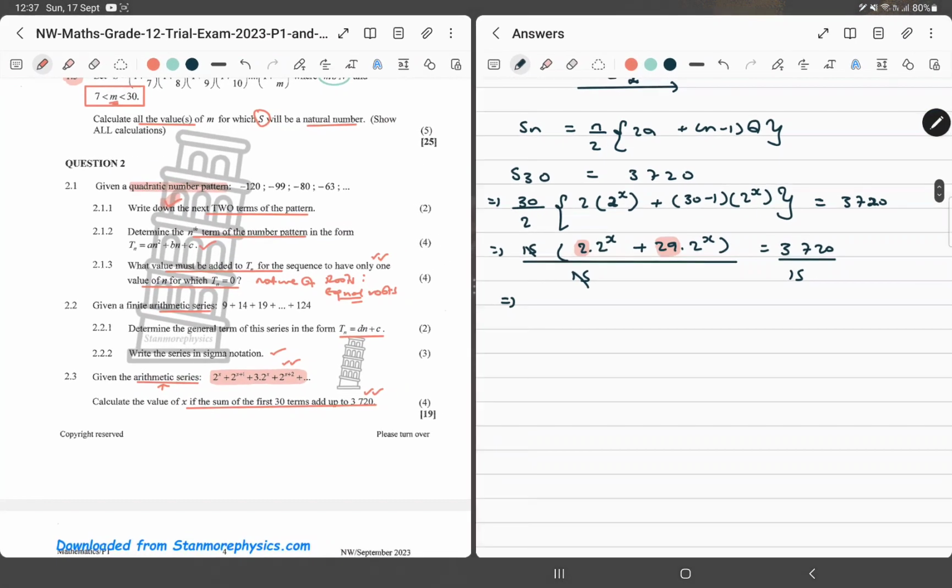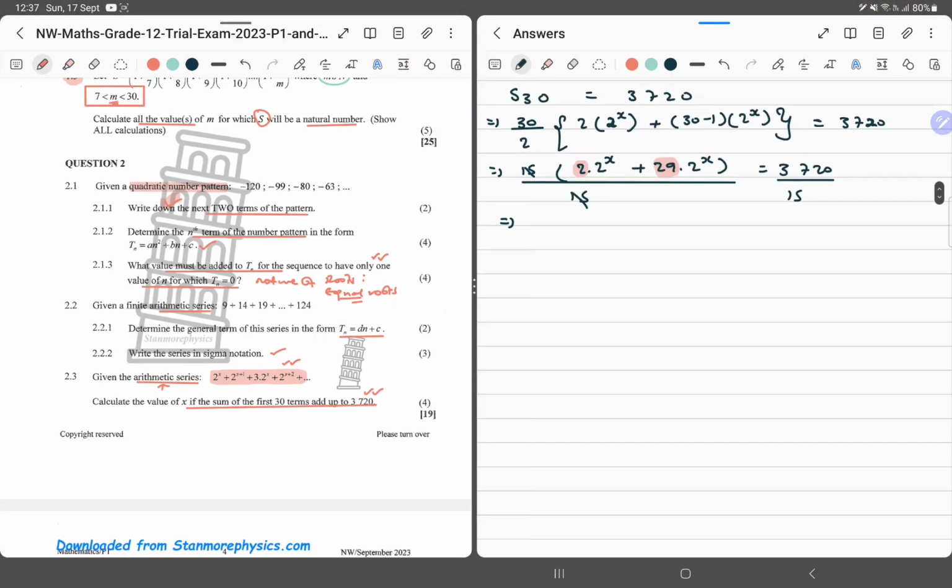Now what we have here, guys, we've got 2 times 2 to the exponent x plus 29 times 2 to the exponent x equals whatever that is. So this is 3,720 divided by 15. We're getting 248. Great. Now again, we can see that we've got a common factor here, which is 2 to the exponent x, but remain with 2 plus 29. Can you see that 31 came from here? You would easily see it if you didn't get scared there. But it's not a big deal, so this is 248.